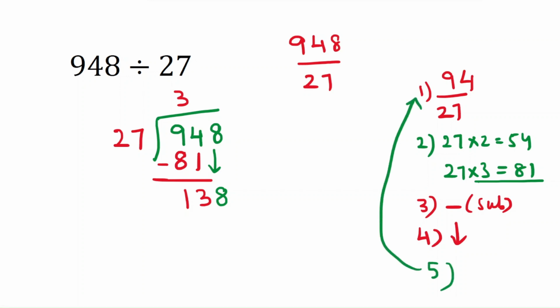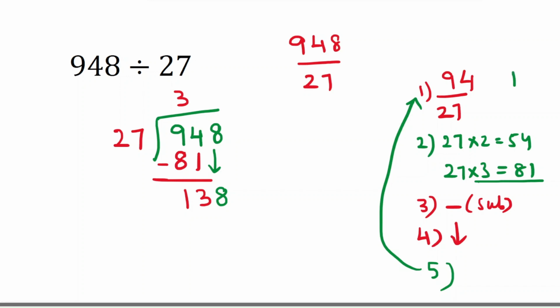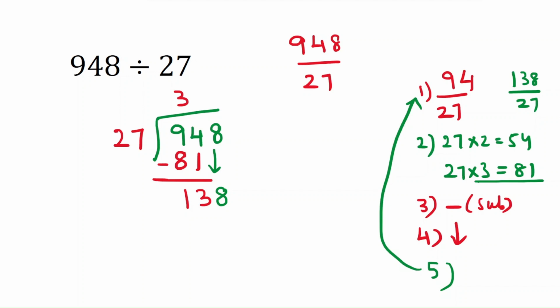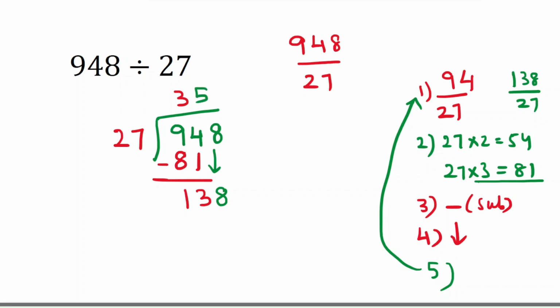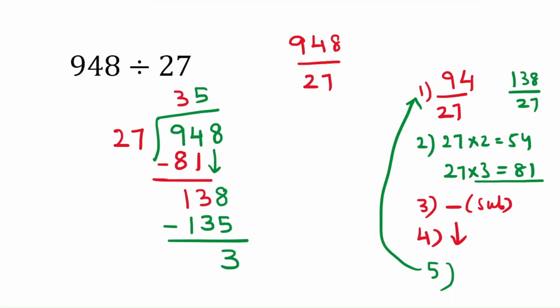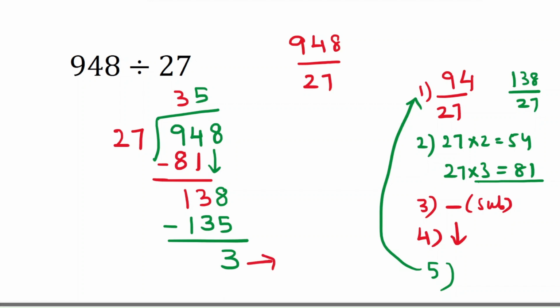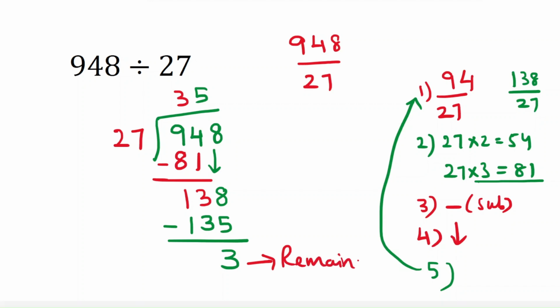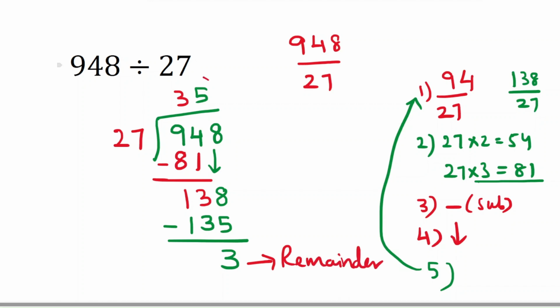So here you have to look for 138 by 27. So 27 times 5 makes 135. The next step is subtract, then 3. There are no other numbers to bring down, so this is the end of the process. And here 3 is called the remainder and 35 is the quotient.